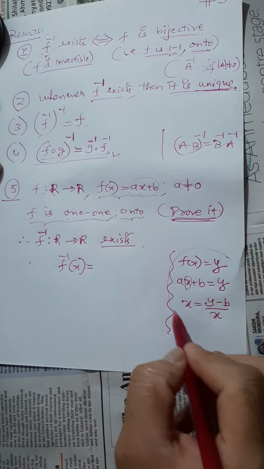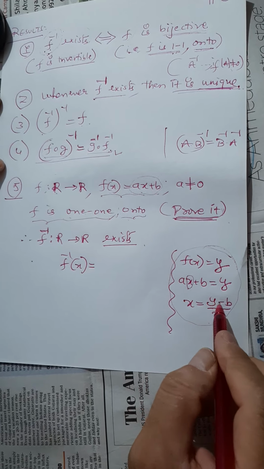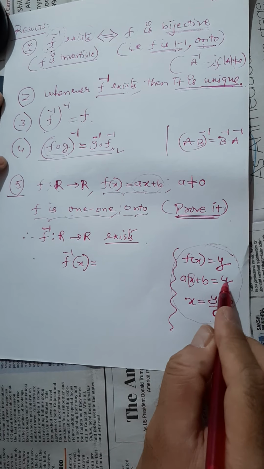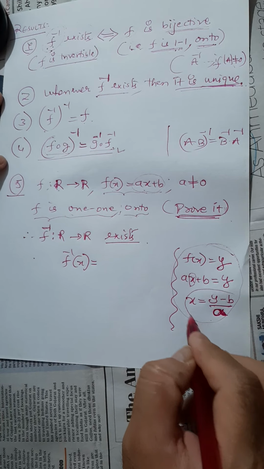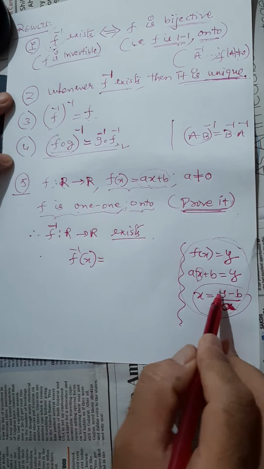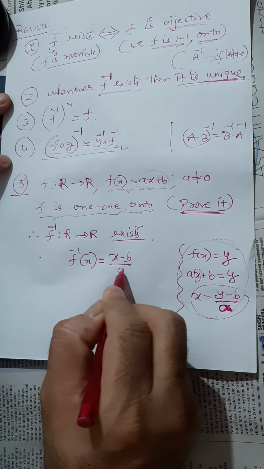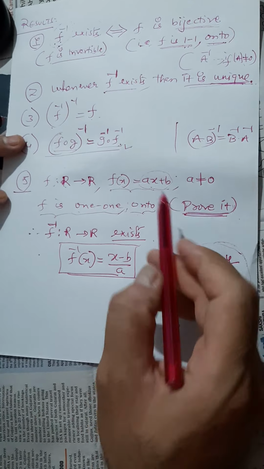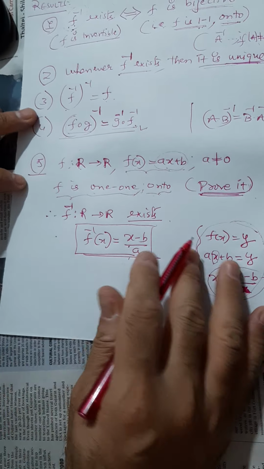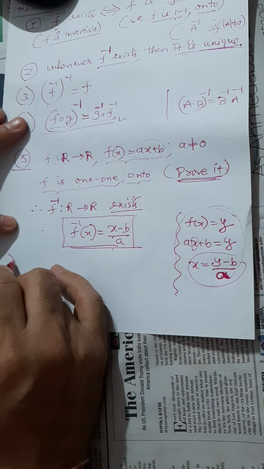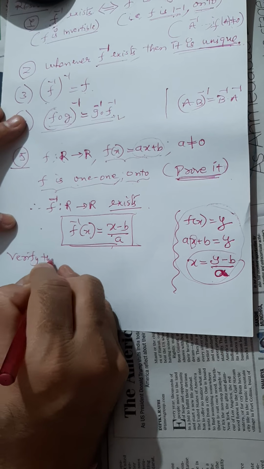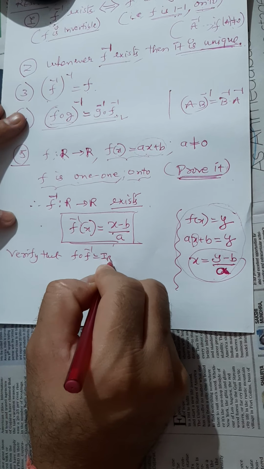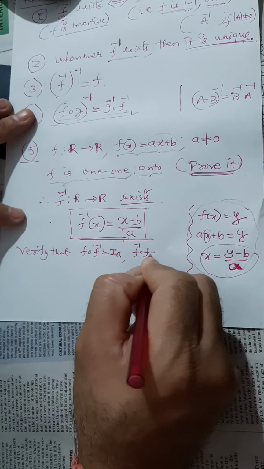If you remember the proof of the onto part, x equals (y minus b) by a. This is x. Now just in place of y you put x, so (x minus b) by a. This is the formula for the inverse for a linear function. You can verify, if you try, you compose these, f of f inverse, you will get I_R, identity, and f inverse of f, again you will get I_R. This is just for your information.